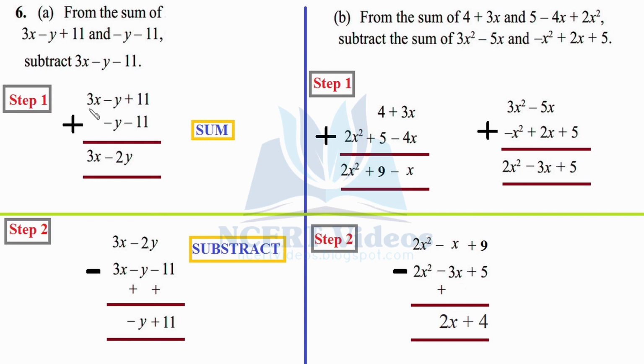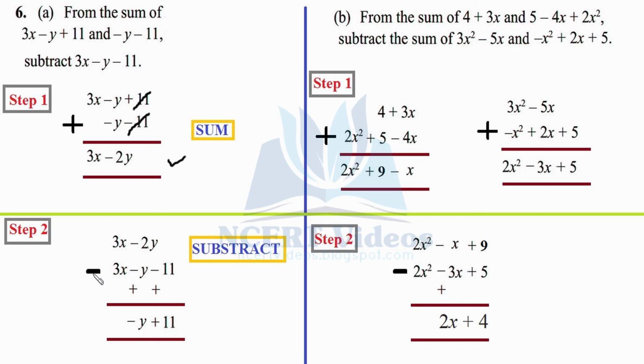So first add them up, 3x minus y plus 11, and we are adding this expression to it. So plus 11 minus 11 cancelled, minus y minus y is minus 2y, 3x as it is. First part done. Whatever is the answer, this is the answer. We are writing it here in the second step. This is a subtraction step because eventually we have to subtract. Now here is the important thing. Why have we written this plus plus?